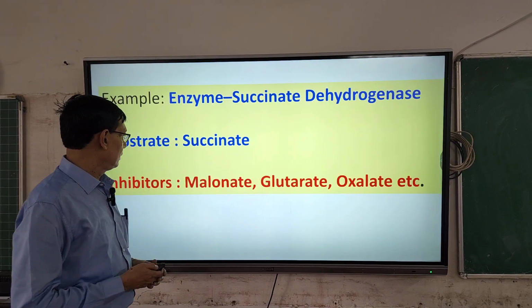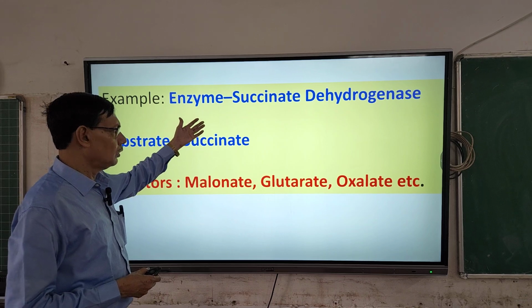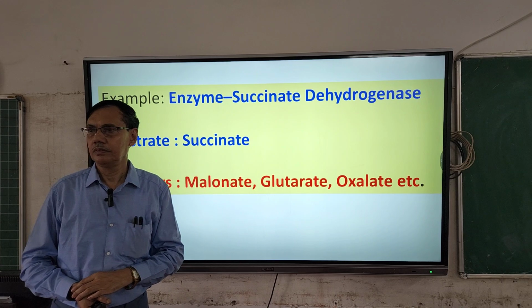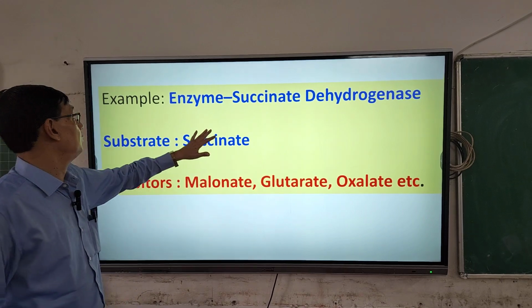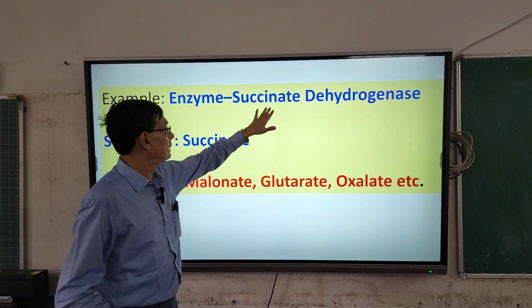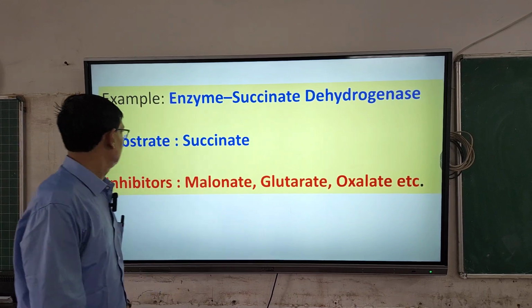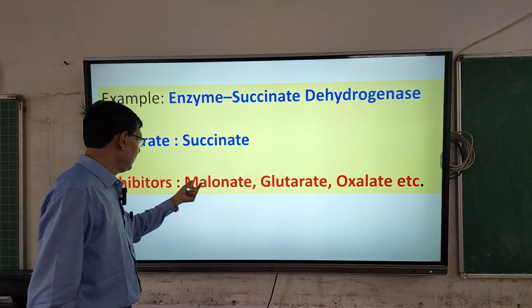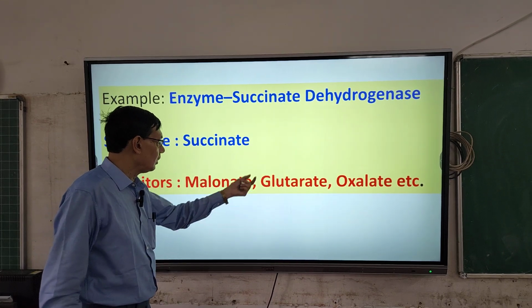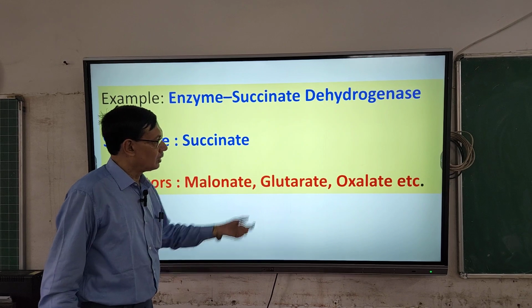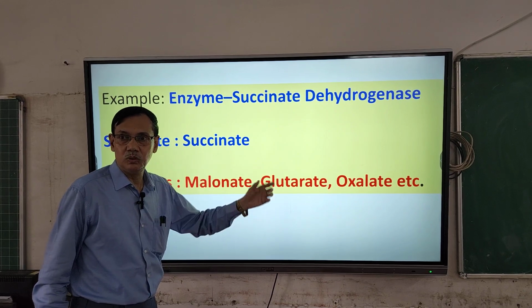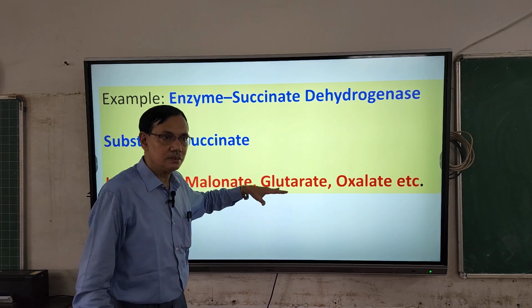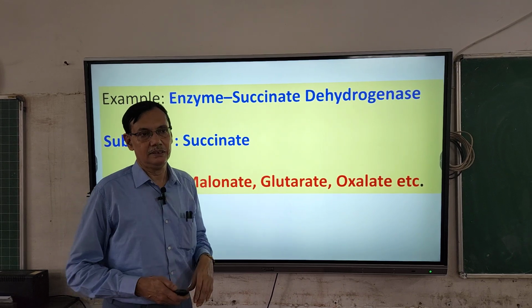This is the most common example of competitive inhibition. The enzyme is, as I told, succinate dehydrogenase, the substrate is succinate, and you can use malonate or glutarate or oxalate. All these inhibitors are structurally similar to succinate.